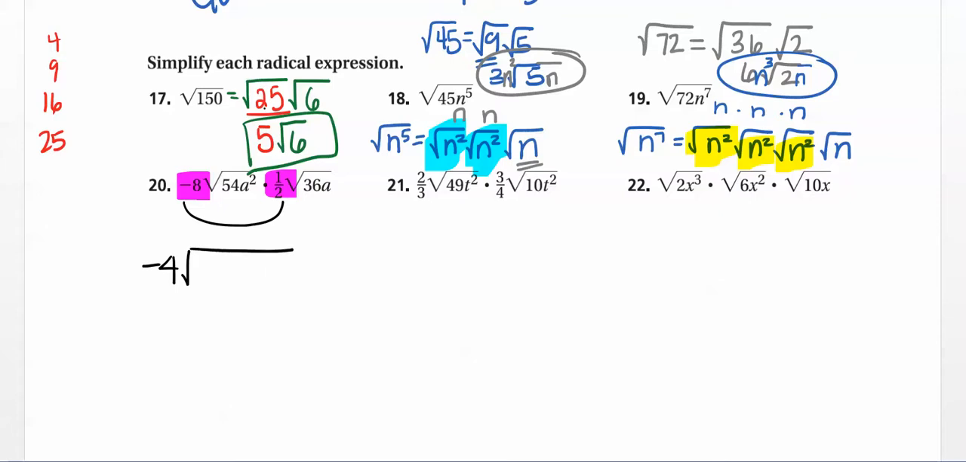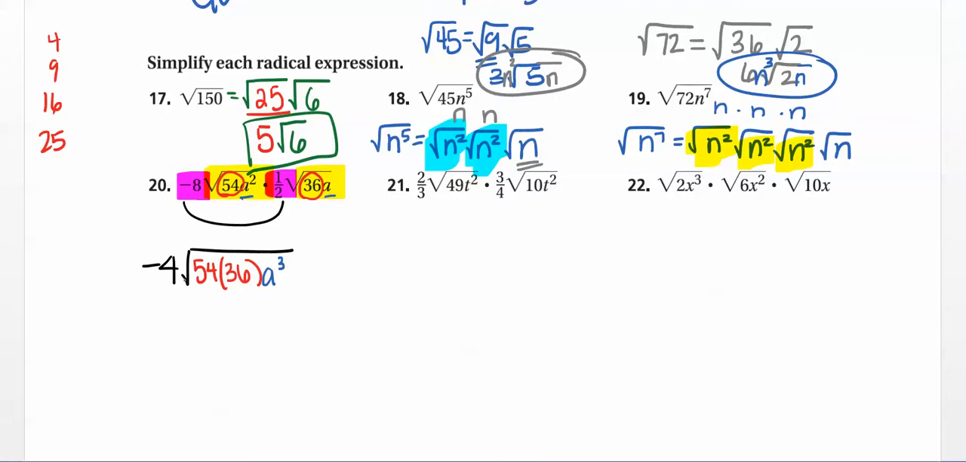Okay, now let's multiply the square roots. Within these square roots we have numbers and variables. The numbers need to multiply, but I'm going to give you a little hint. I don't actually want to multiply these. It's going to be easier if I keep them separate. I'll show you why in a second. And then a squared times a will be a cubed. So we need to simplify this.